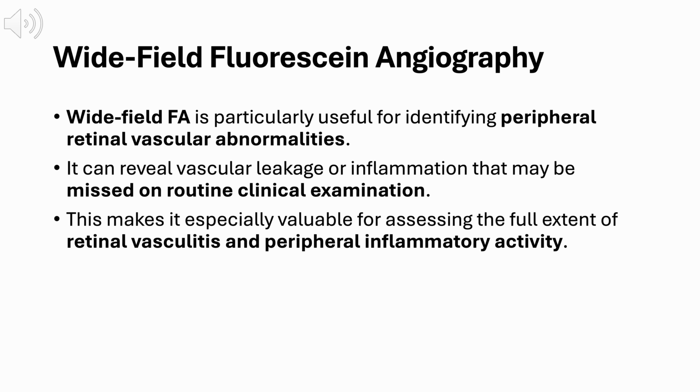Standard angiography centers on the posterior pole, but disease often hides in the periphery, and that's where wide-field FA earns its place. It's particularly useful for identifying peripheral retinal vascular abnormalities, revealing vascular leakage or inflammation that routine exam and standard imaging can miss entirely. That makes it especially valuable for assessing the true extent of retinal vasculitis and peripheral inflammatory activity, sometimes showing that disease is far more widespread than the posterior pole alone would suggest. When you suspect vasculitis, going wide can change your assessment of severity.